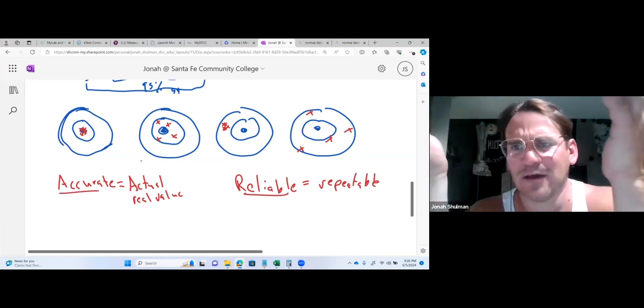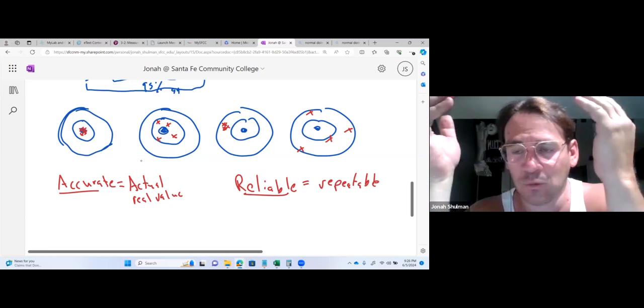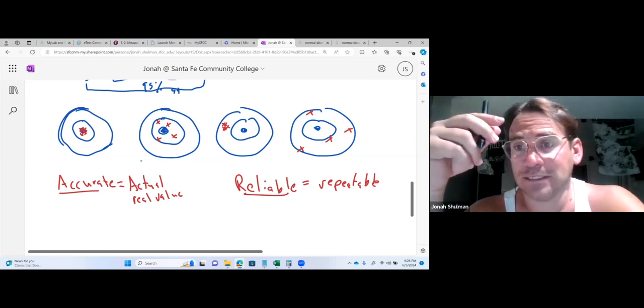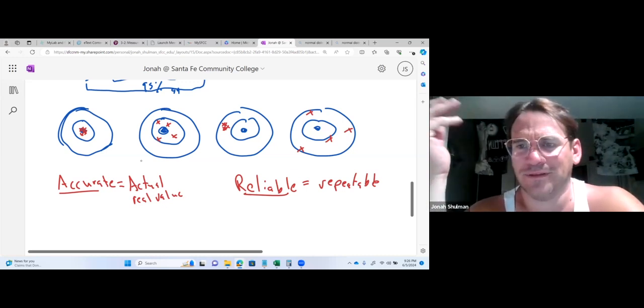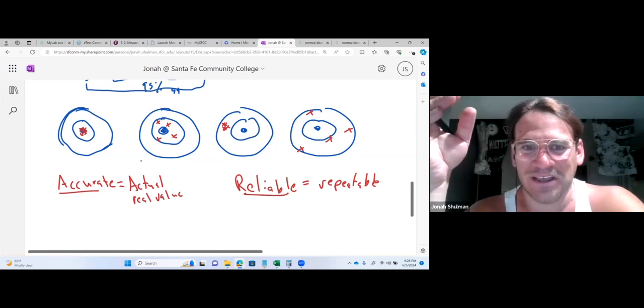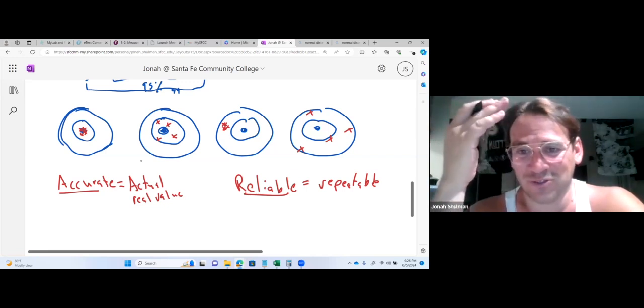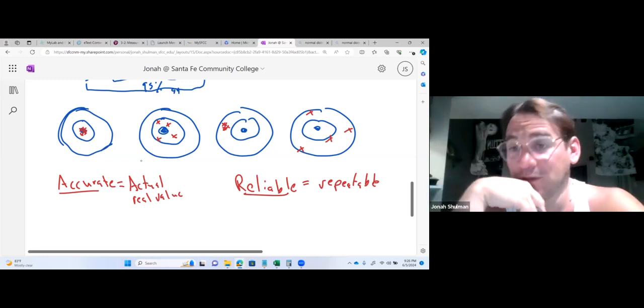So let's just think about a scale first. Let's say I weigh 160. I get on the scale and it says 102 pounds. So, okay. I get on the scale again and it says 102 pounds. I'm like, all right. Get on the scale again, it says 102 pounds. That is a reliable scale. It's repeatable, but it is far from accurate.